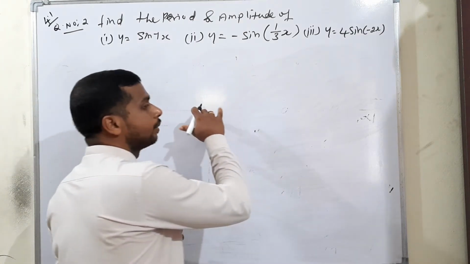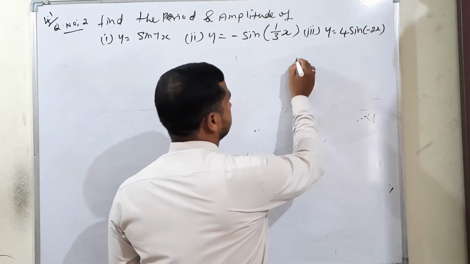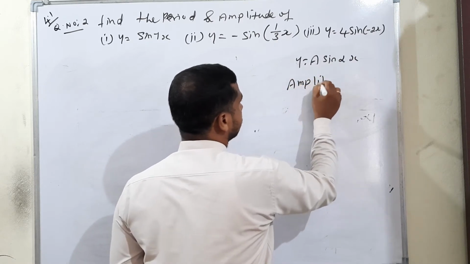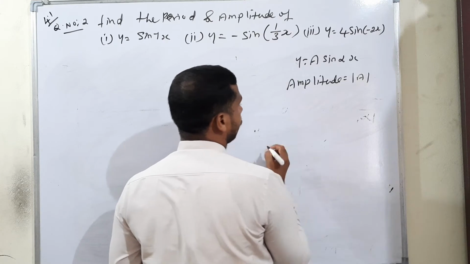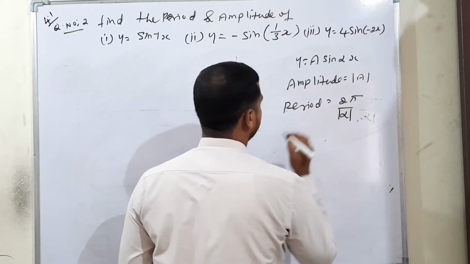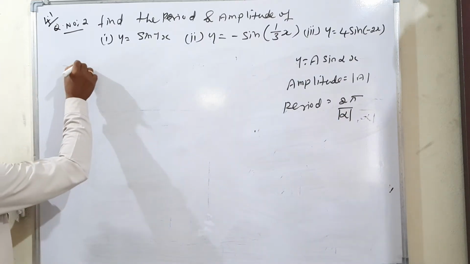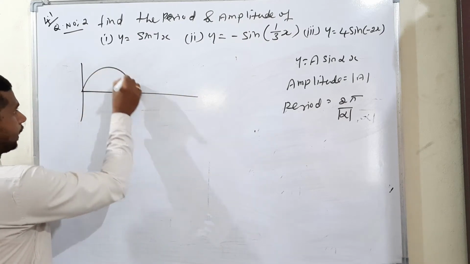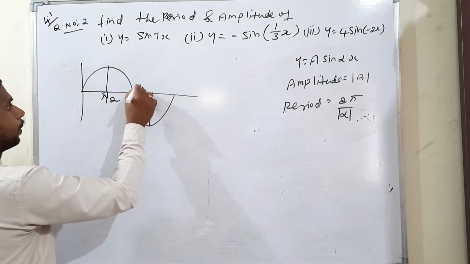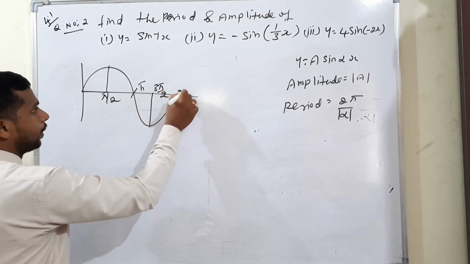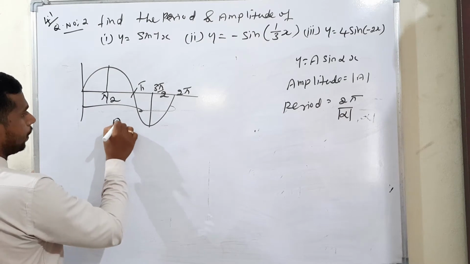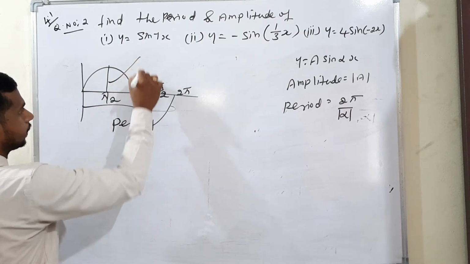Before moving to the question, what is the meaning of period and amplitude? We consider y is equal to a sin alpha x. The amplitude is the modulus of a, and the period is 2 pi by modulus of alpha. In the normal sine graph, one cycle goes through pi by 2, pi, 3 pi by 2 and 2 pi. One full cycle is called the period, and this is called the height.